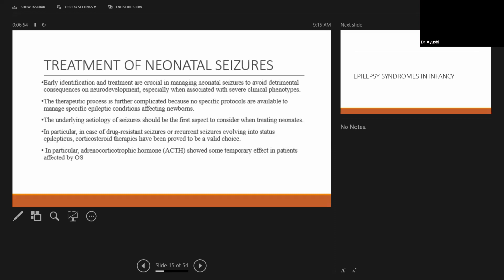to consider when treating neonates, and in particular, in case of drug-resistant seizures or recurrent seizures evolving into status epilepticus, corticosteroid therapies have proven to be a valid choice. And in some patients affected by Ohtahara syndrome, ACTH has shown some temporary effect. Usually, the anti-epileptic drugs considered in neonates are phenytoin, phenobarbital, and recently levetiracetam.